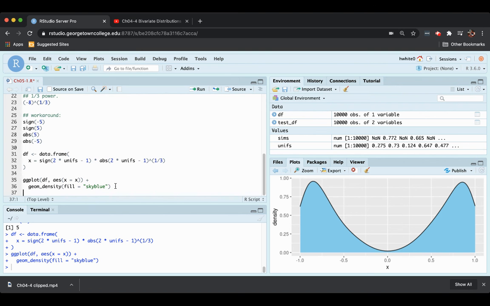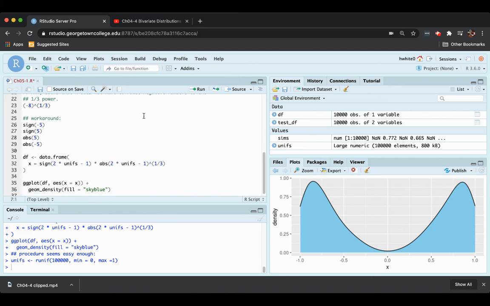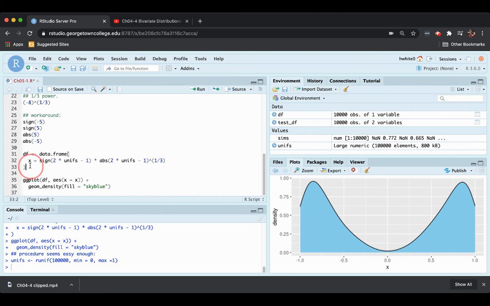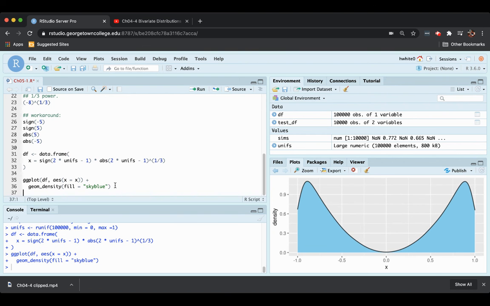the density function. I think we'll get a little bit better behavior if we went up and did maybe a larger number, like maybe 100,000. Okay, and so let's do the unifs there. And then we could head back down and we could make this data frame again. And so now it's got 100,000 rows. And now with 100,000 observations, let's see if it does any better.